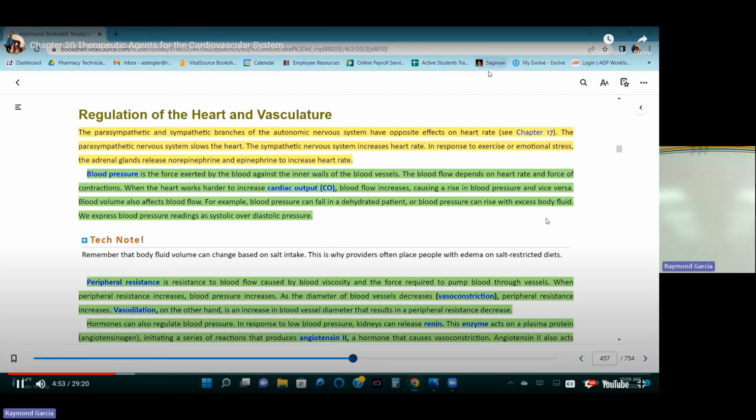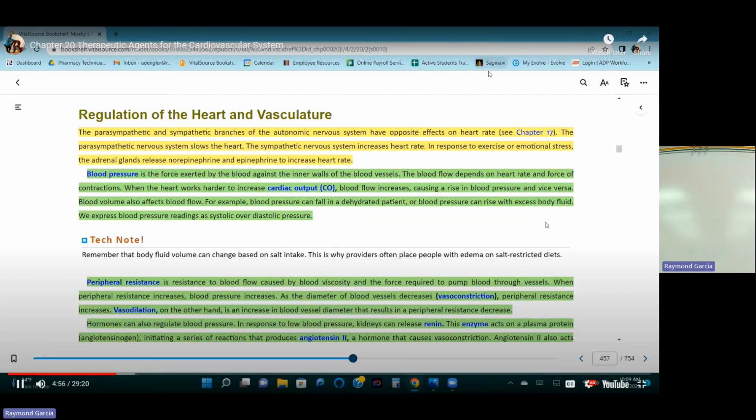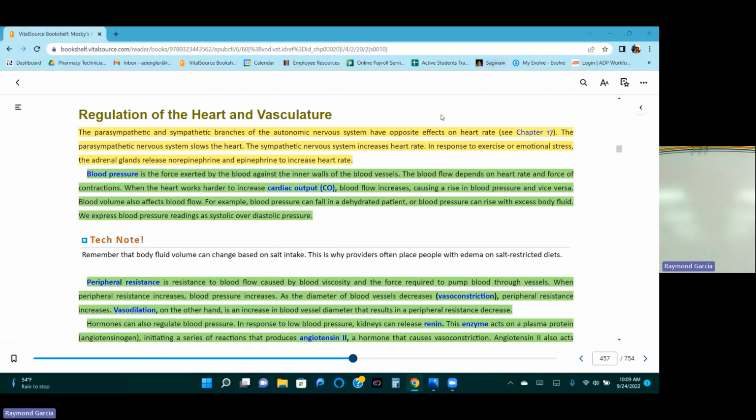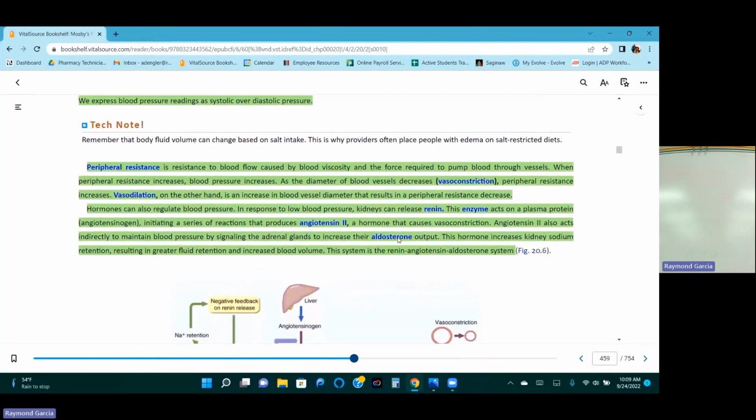So again, we're talking about hypertension, high blood pressure, and we're about to start talking about certain medications that treat high blood pressure. Blood volume also affects blood flow. For example, blood pressure can fall in a dehydrated patient, or it can rise with excess body fluid. We express blood pressure readings as systolic over diastolic pressure.